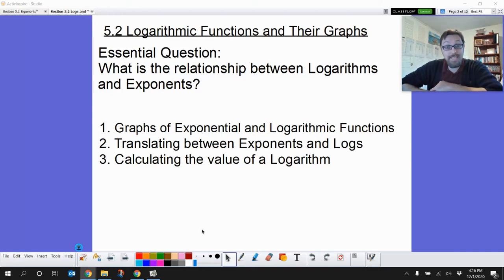Hi, and welcome to the next section of Chapter 5, Logarithmic Functions and Their Graphs. We're not actually really going to be looking at graphs. We're going to keep those in mind as we talk about these things, but we are going to look at more of the relationships between exponentials and logarithmics.